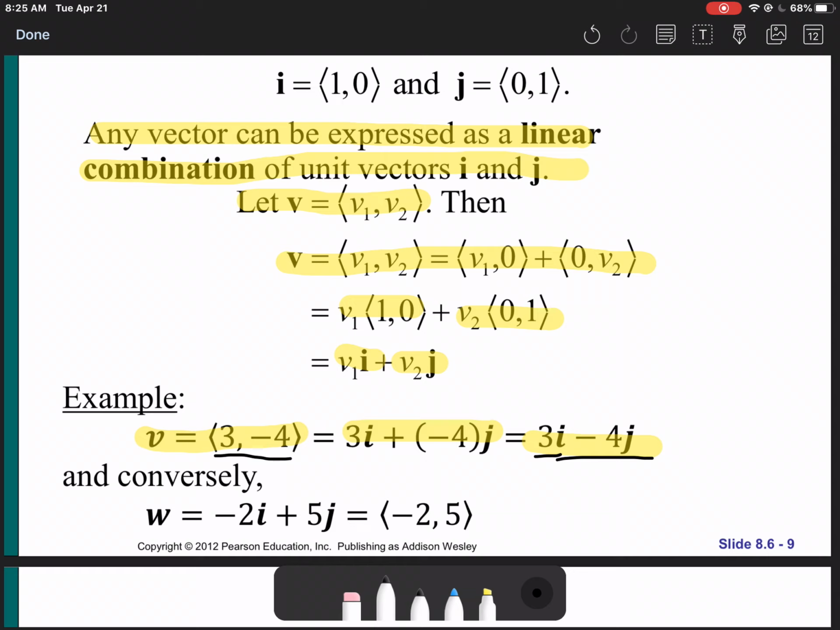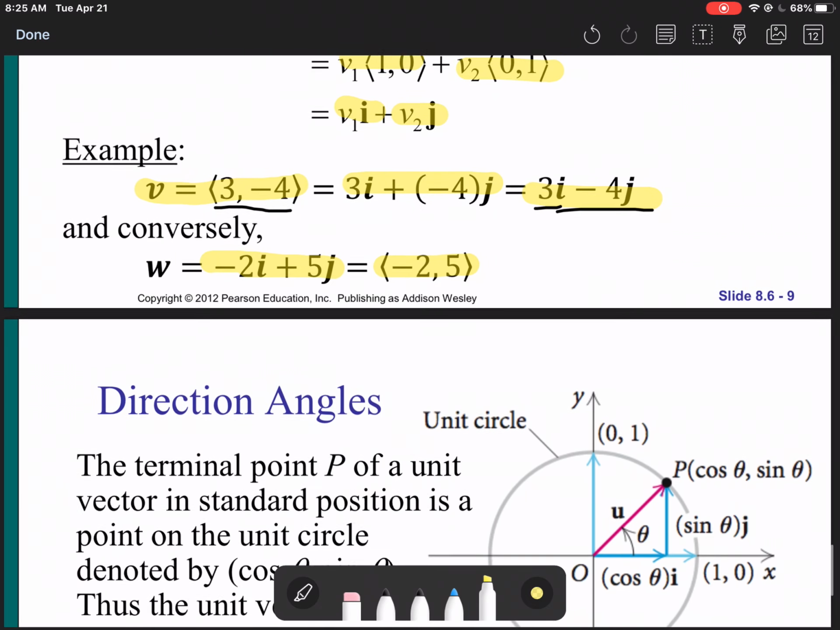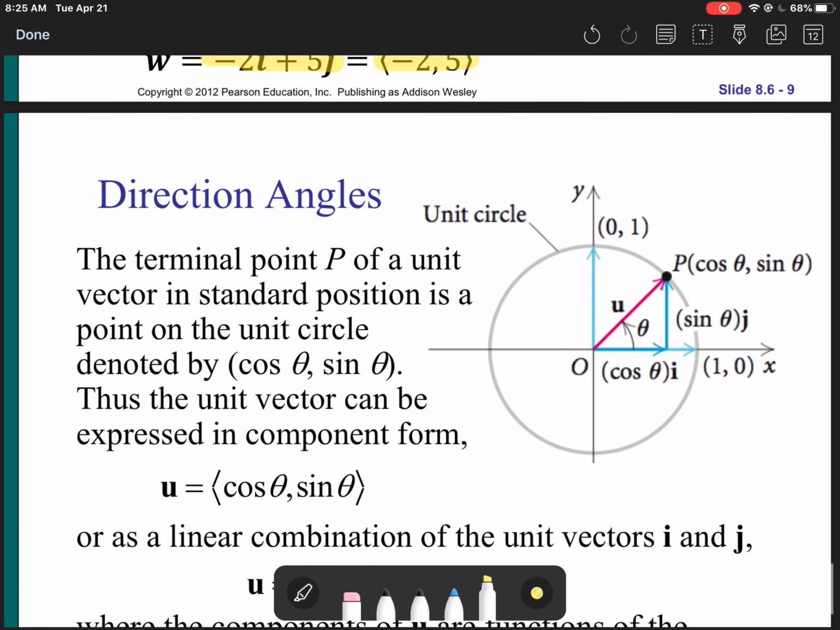You could also take it in the opposite direction, obviously. So if I take this vector w, written as a linear combination of i and j, -2i plus 5j, then I'm looking at this vector w whose horizontal component is -2, vertical component is 5. So I can represent it as the vector with components <-2, 5>. Right? So it's just another way that we can represent our vectors.